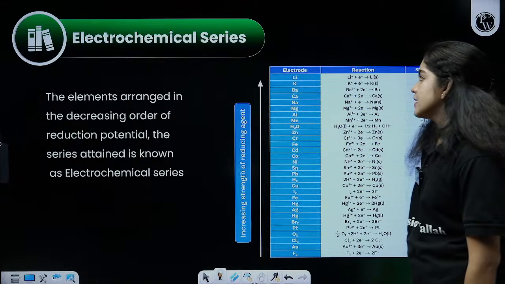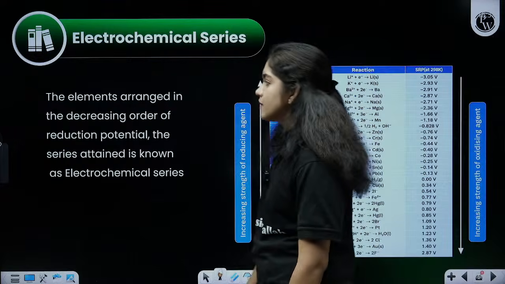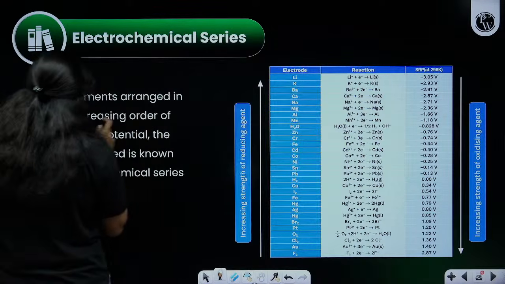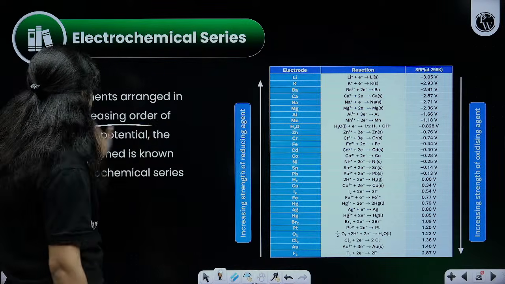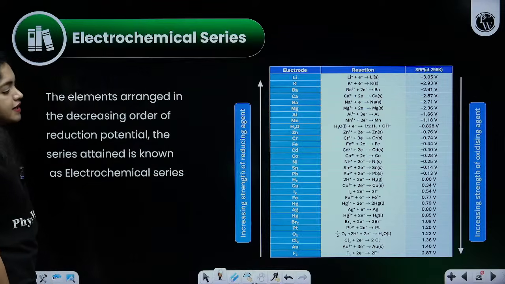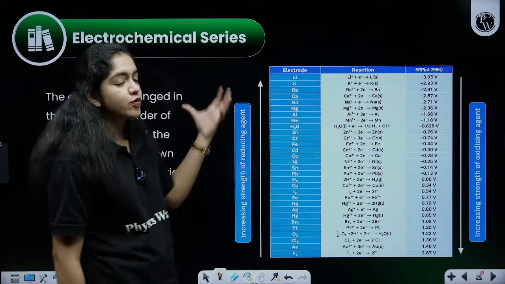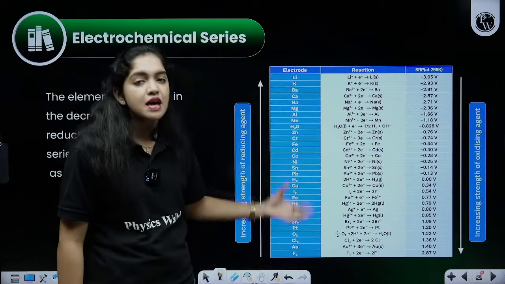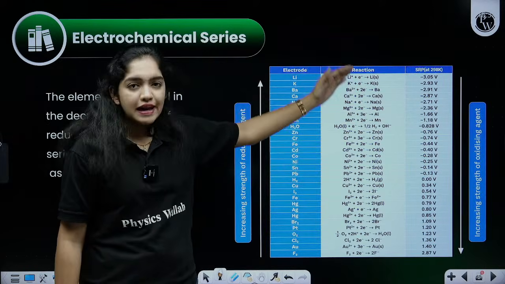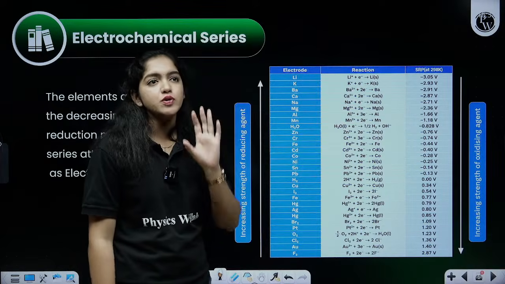Then electrochemical series. We know what an electrochemical series is. The elements arranged in the decreasing order of their reduction potential is known as the electrochemical series. In our textbook, one table is given on one whole page, representing their electrode potentials. For example, I will give you one question. Try to solve the question.